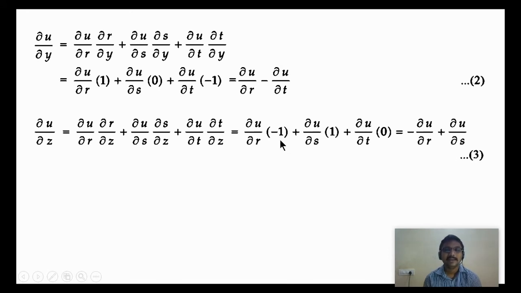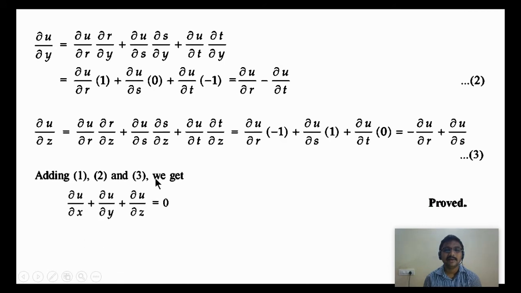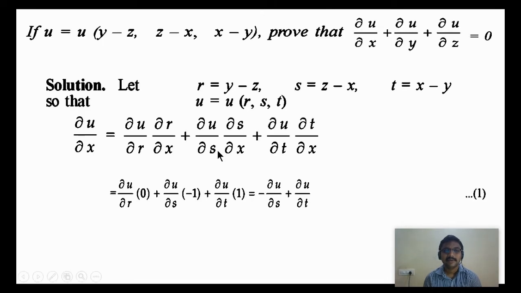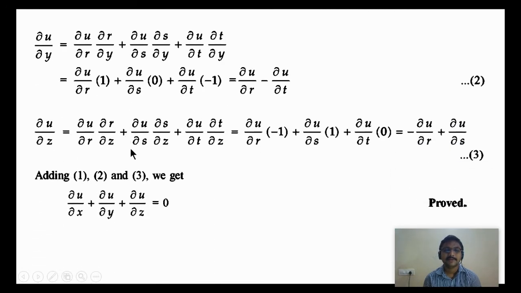Now adding these three equations, that is 1, 2, 3, all terms get cancelled, so we will have the result as 0. Hence proved. So simple. We just have to name the functions r, s, t, and compute the required partial derivatives, which are split using the chain rule. Then we just add these three equations so that we will get 0 as the result.